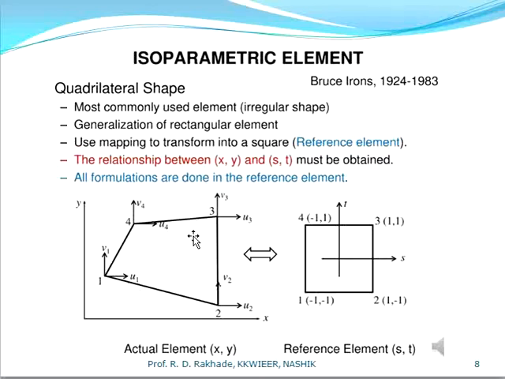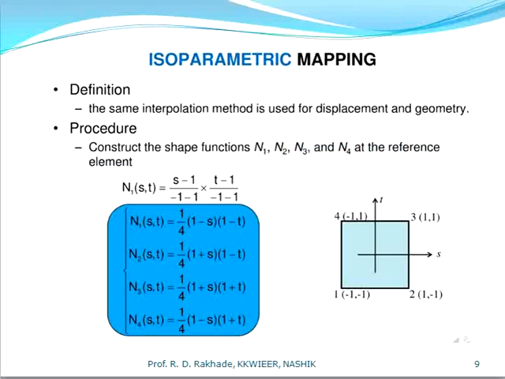determine any point on the irregular shape by using or comparing with this standard square reference element. So our formulation is done in the reference element only. This is our standard element or reference element, and this is our actual element.